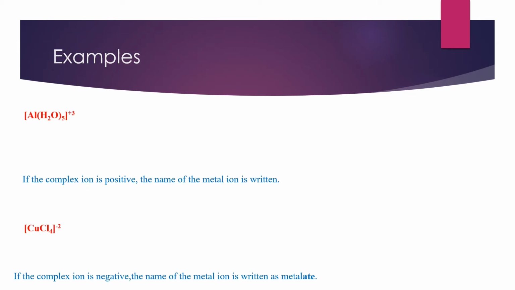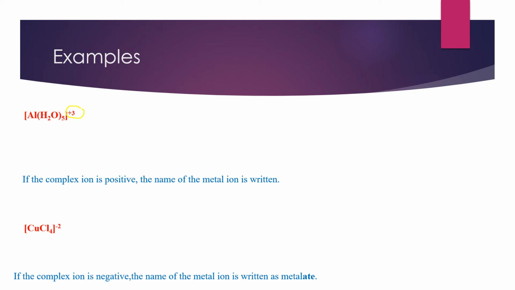Right. Let's look at example number 1. How are we going to name this particular complex ion? So the first thing we keep in mind is this. Identify the overall charge on the complex ion. If the overall charge on the complex ion is positive, you can see the charge here is positive 3. Now if the overall charge is positive, then the name of the metal is written as it is. You don't change anything.